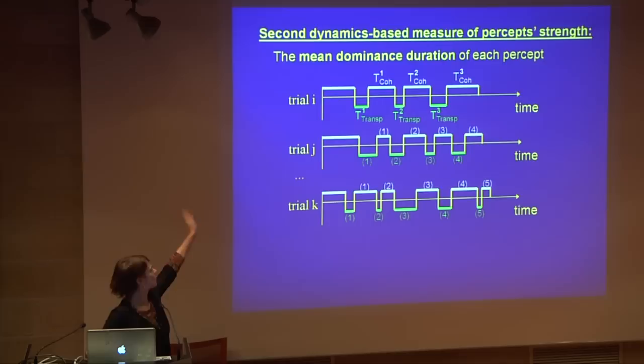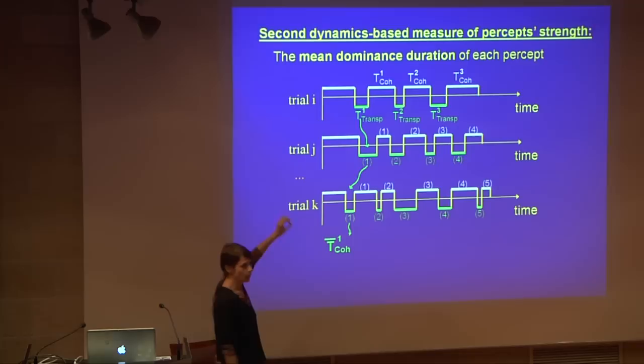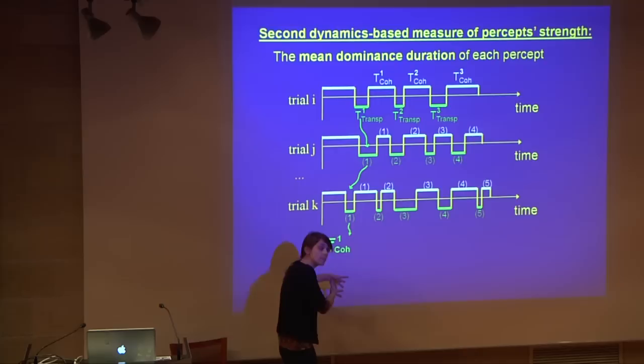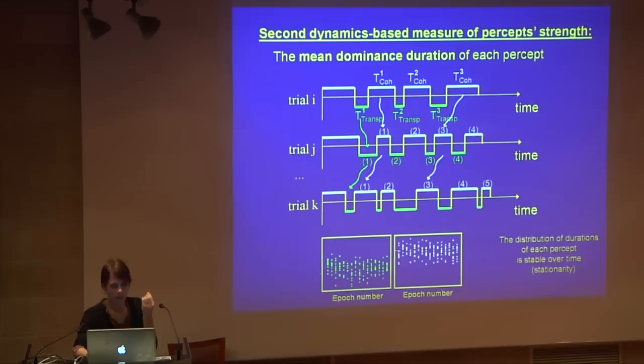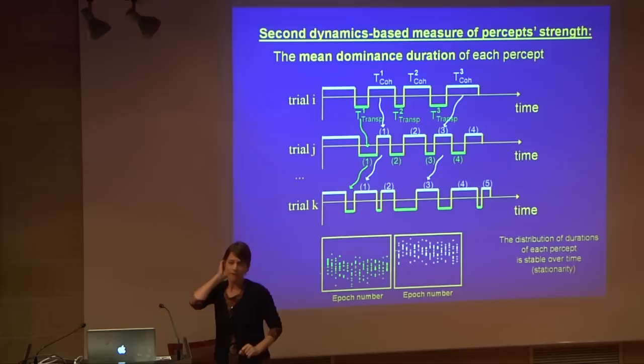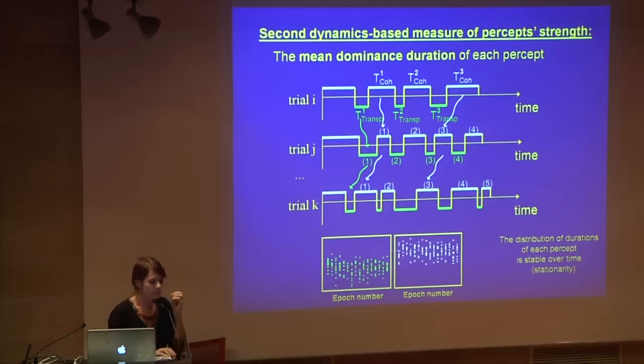But it turns out that if you now take one bag and throw in it all the durations of the very first time that the subject said I said this, all the durations of the second time, the third time, etc., and you draw them as distribution, so this is the epoch number, the first time, the second time, etc., what you get is a very, very convincing empirical proof that the distributions of these percept durations are stationary, okay? The mean doesn't change over time. The variance doesn't change over time.